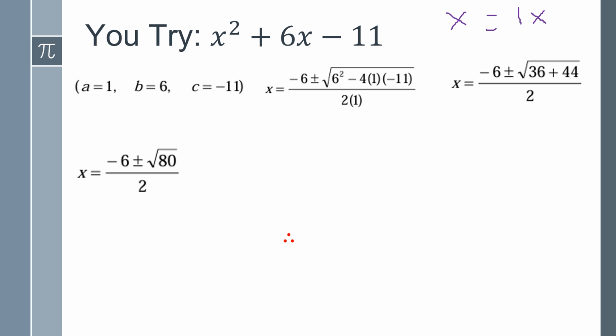Now again, because it's a positive number, and you can break down 80, it could be broken down to 4 times square root of 5. And because you have something that you can't break down like a square root of 5, that means that it's going to stay just like that. And there's nothing else you can do about it because of that square root of 5. So it's going to be negative 6 plus or minus 4 square root of 5 over 2.